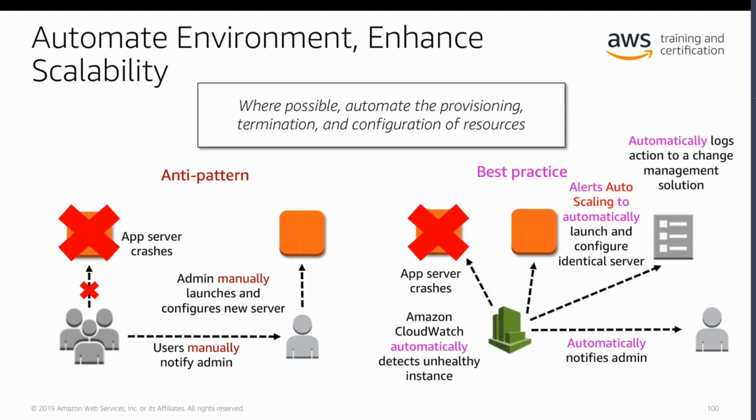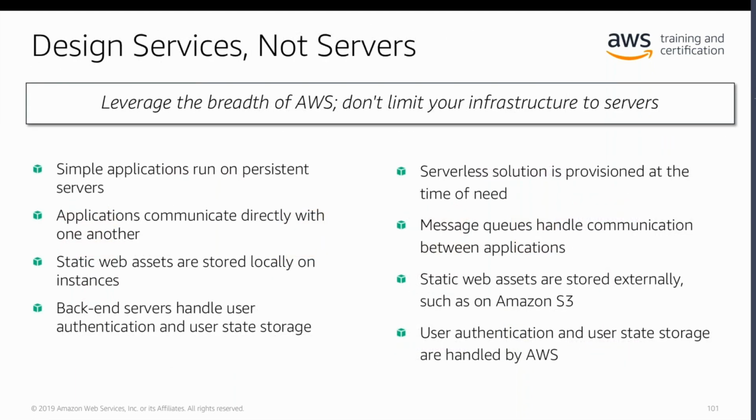Amazon recommends you design services and not servers. You don't need an application server or an EC2 instance for everything. Instead, think of what the service needs to do. Serverless solutions can be provisioned when you need them. You can use things like messaging queues like SQS to hand off communication between layers of your application.